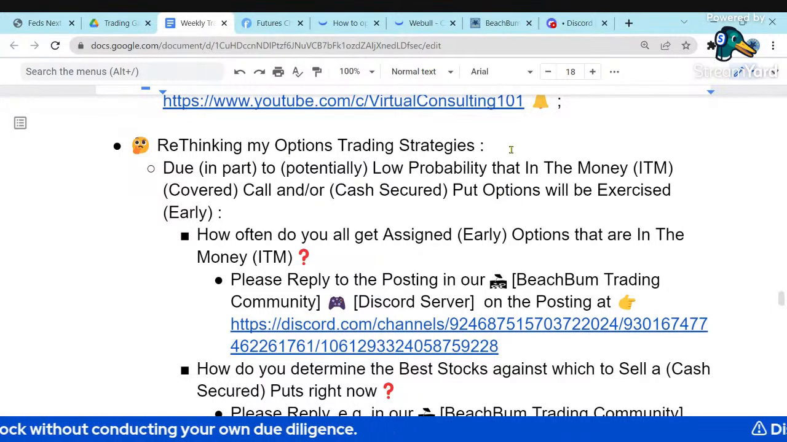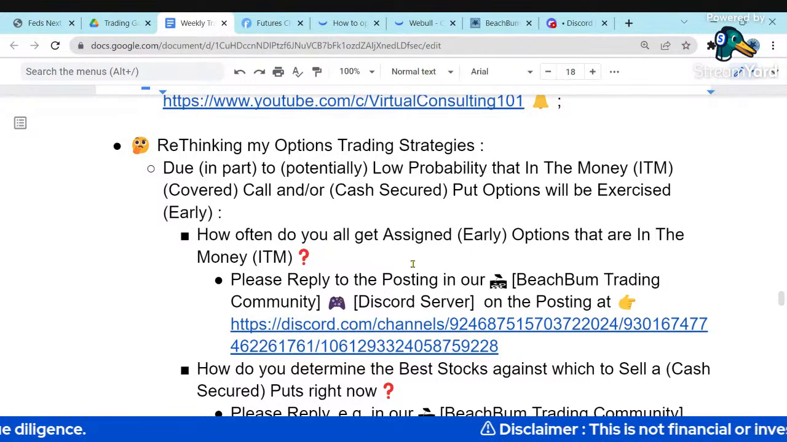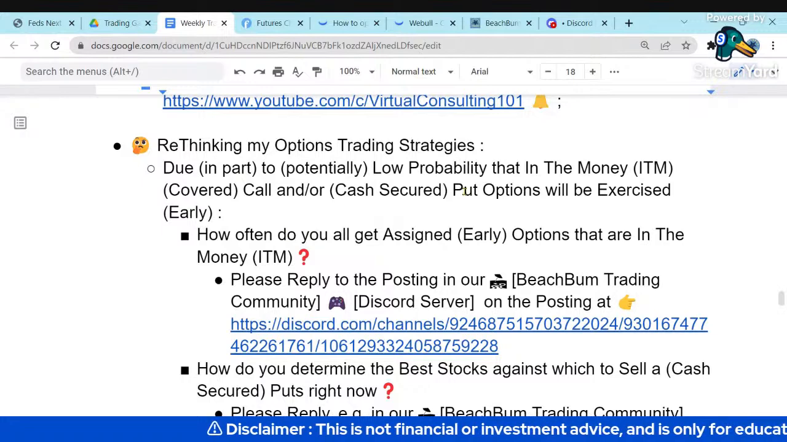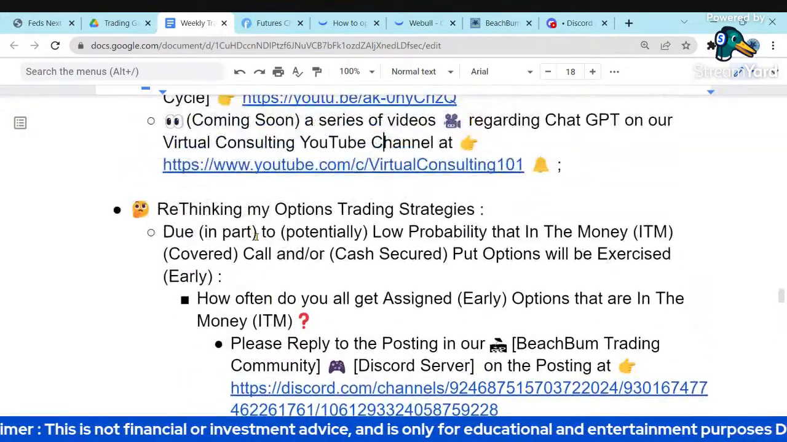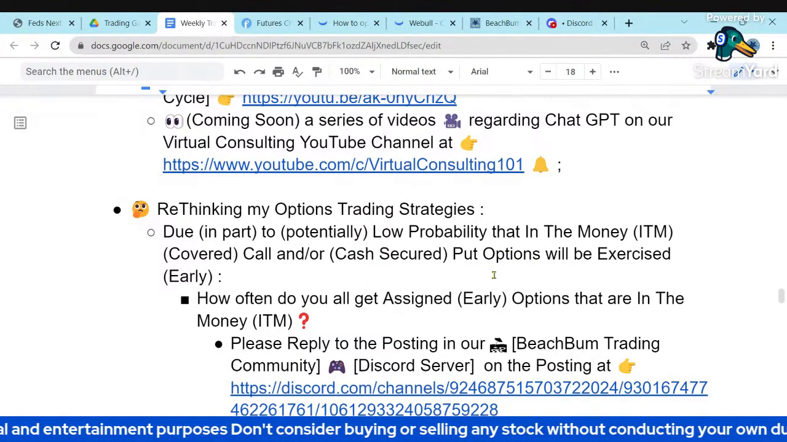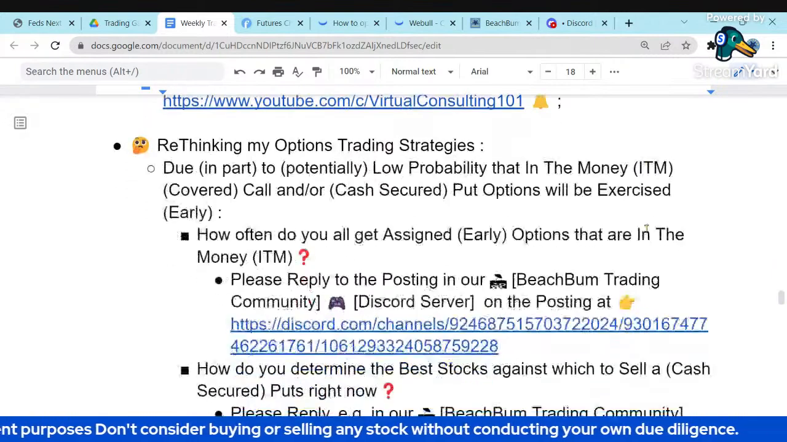We'll talk about options trading strategies. We've been starting to talk about our options trading strategies: selling covered calls and selling cash secured puts. We sell covered calls when a stock we hold goes up, and we buy it back when it goes down. We sell cash secured puts when a stock goes down, and buy them back when it goes up.